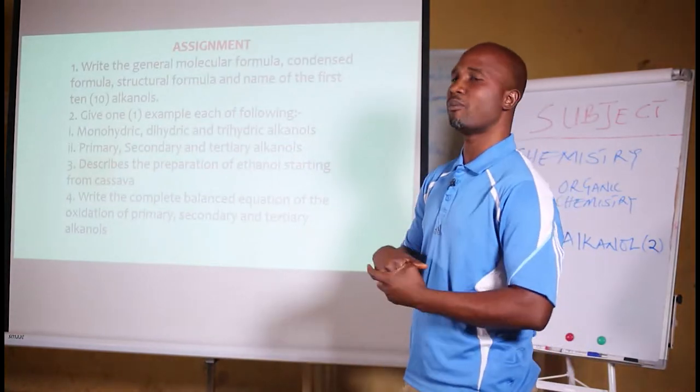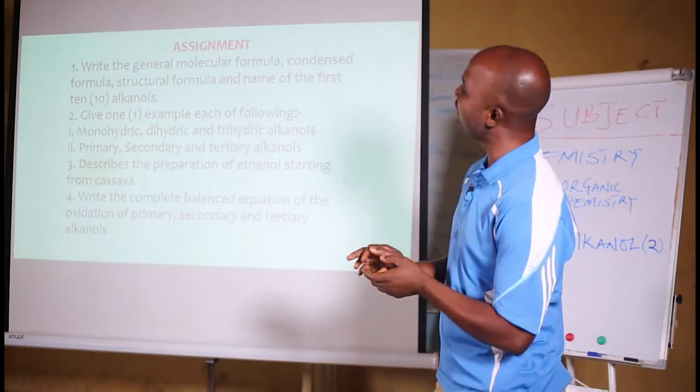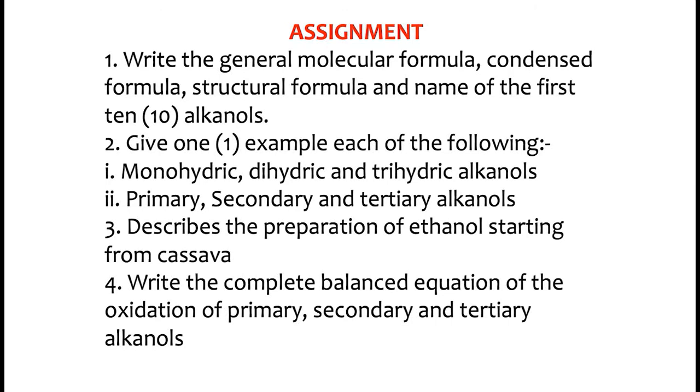Now finally, I would like to stop here and give you my assignment for the day. Number 1 says, write the general molecular formula, condensed formula, structural formula, and name of the first 10 members of the alkanol family. Number 2 says, give one example each of the following: monohydric, dihydric, trihydric alkanol, and primary, secondary, and tertiary alkanol. Number 3, describe the preparation of ethanol starting from cassava. Then lastly, write the complete balanced equation of the oxidation of primary, secondary, and tertiary alkanol.